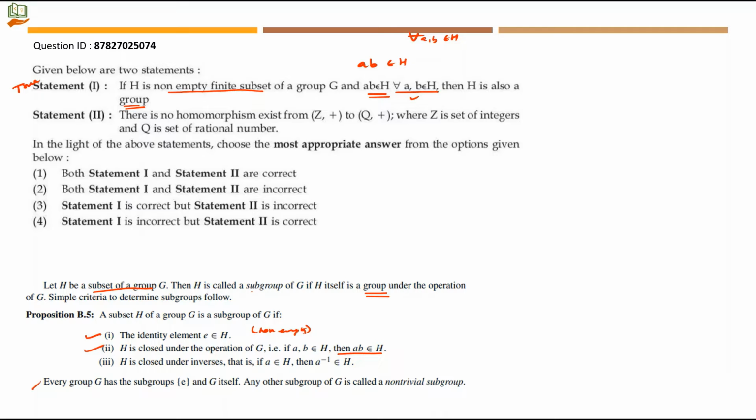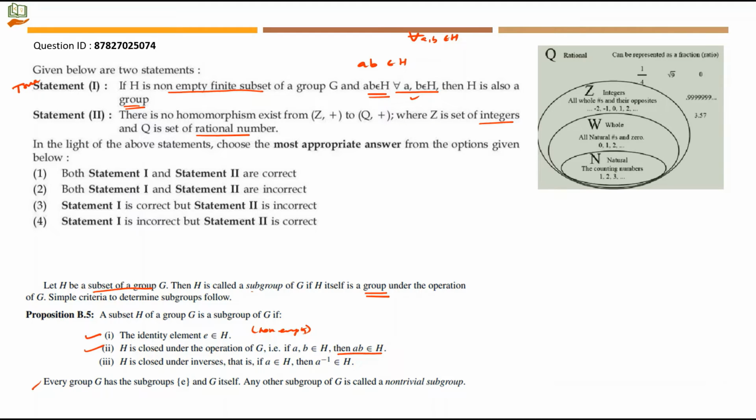Next, the second statement. There is no homomorphism that exists from Z plus to Q plus, where Z is the set of integers and Q is the set of rational numbers. Now you have to understand one concept. You have natural numbers starting from 1, the positive part, then the whole numbers that include all natural numbers and 0. So 0, 1, 2, etc. Integers, represented by Z, have whole numbers as well as their negations. It means negative numbers are included, 0 is included, positive numbers are included.